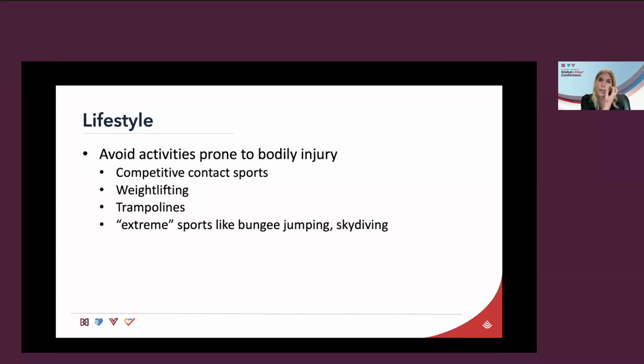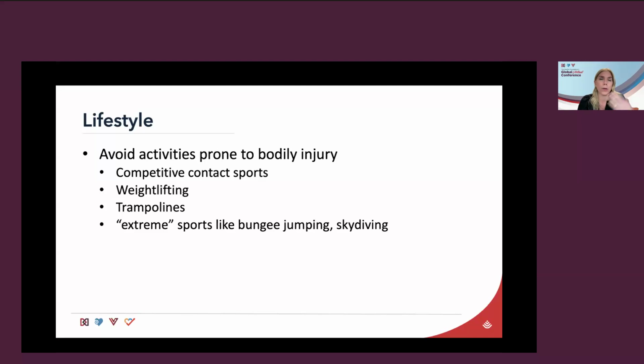So lifestyle is really avoiding activities that are prone to bodily injury. So we usually recommend against competitive contact sports. We do want people to be active and have fun and play and not become couch potatoes. But activities where you're going to be hit really hard, we want to avoid. Heavy weightlifting, we know that when you're bearing down, your intrathoracic pressure is really high and can lead to arterial injury. We recommend against trampolines.